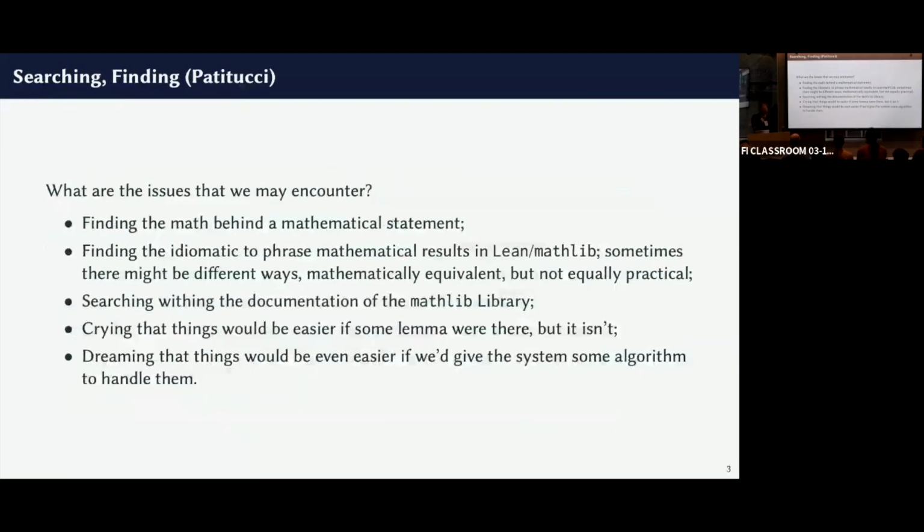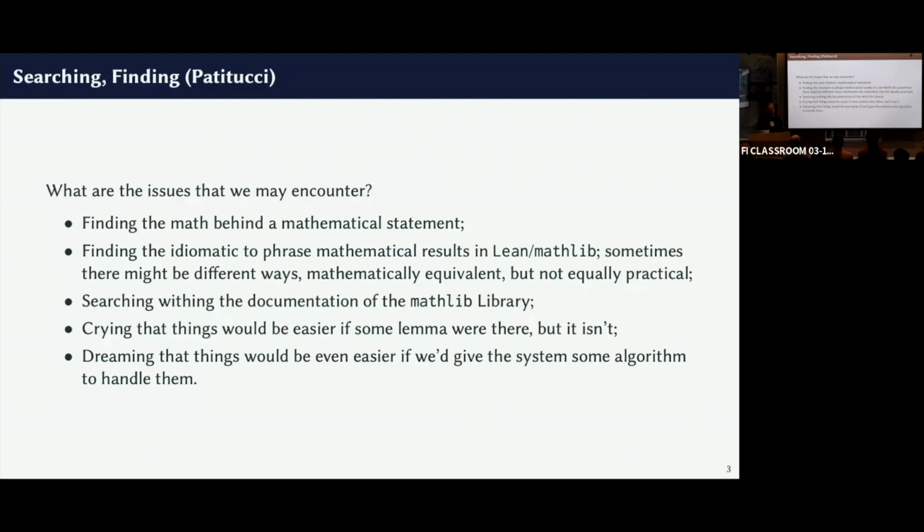There are many issues that we will encounter. I say may, but certainly we will. First is finding the math behind the mathematical statement. How do we prove this? But elementary math means that probably that part is not too difficult. Then finding the idiomatic way to phrase mathematical results in Lean or Mathlib. And sometimes there are different ways. It might be equivalent. It might be not. It might be not equally practical while mathematically equivalent.